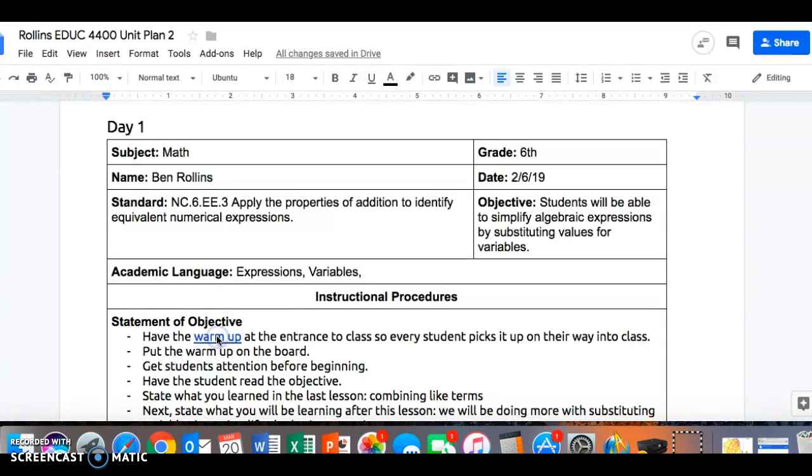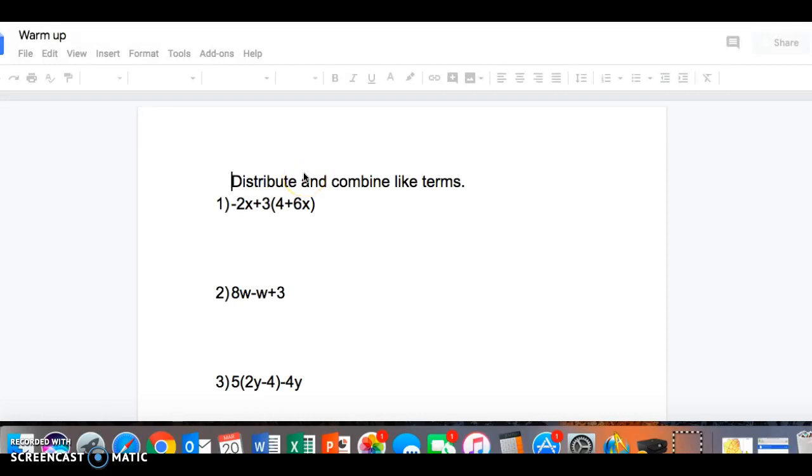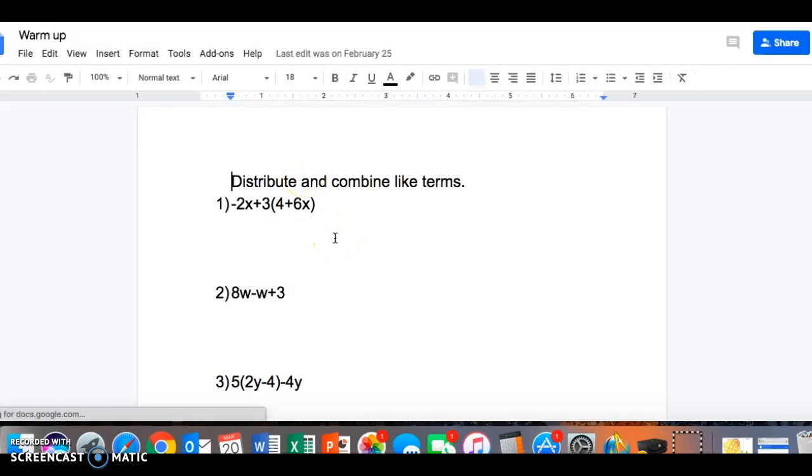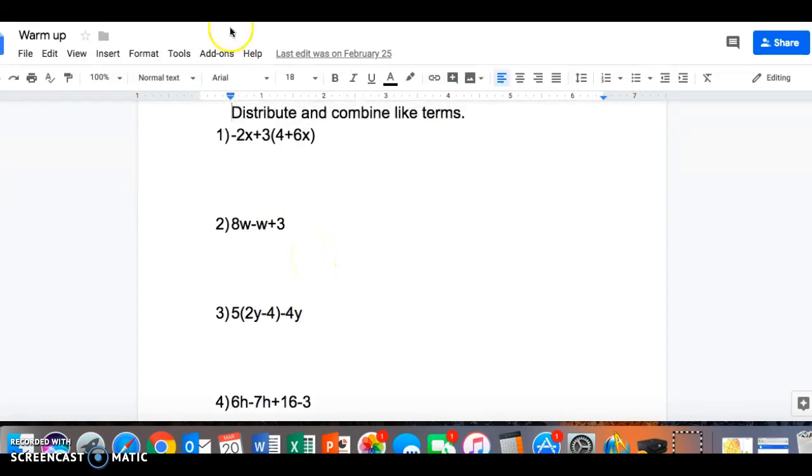So the warm up, this one doesn't really matter too much, but it is distributing and combining like terms. That way they're getting used to seeing the terms and knowing what to do before they're trying to solve for them.